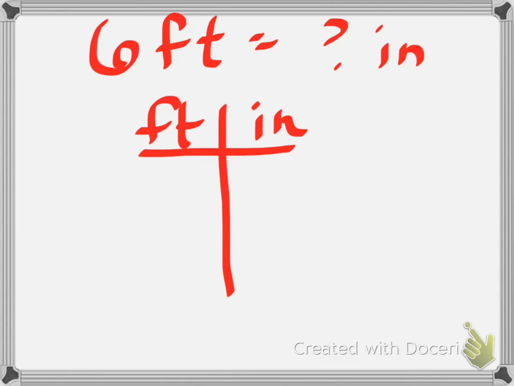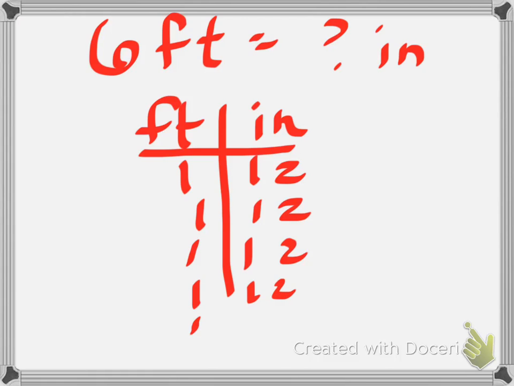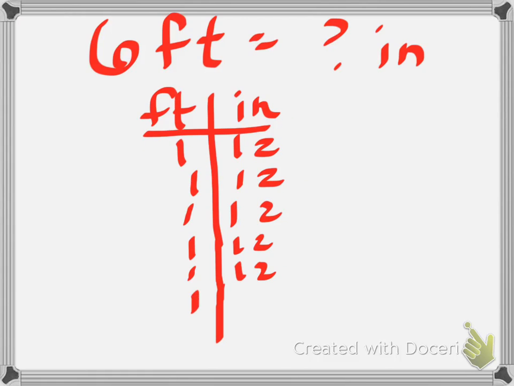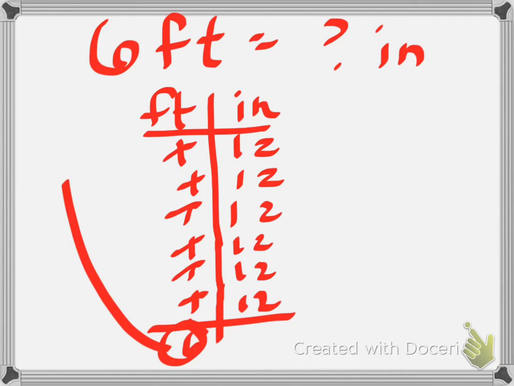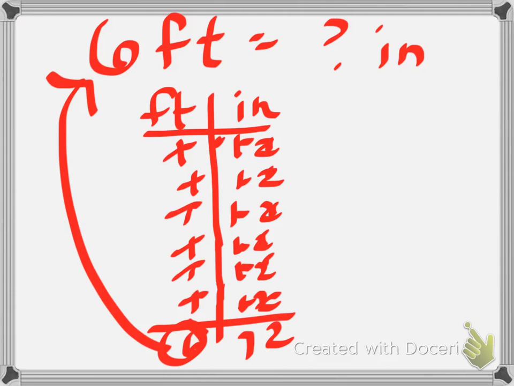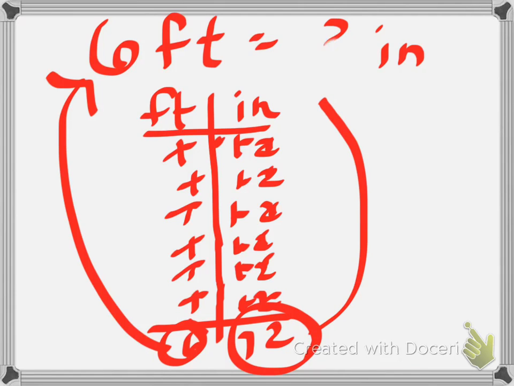You do what you know first. So 1 foot equals 12 inches, another foot 12 inches, another foot 12 inches, another foot 12 inches, another foot 12 inches, and our 6 feet equals 12 inches each. You go ahead and add that up. You have 1, 2, 3, 4, 5, 6 feet, which is right there. And then we have 2, 4, 6, 8, 10, 12. Regroup with the 1. 1, 2, 3, 4, 5, 6, 7. 72 inches. So we have 6 feet equal, wait for it, 72 inches.